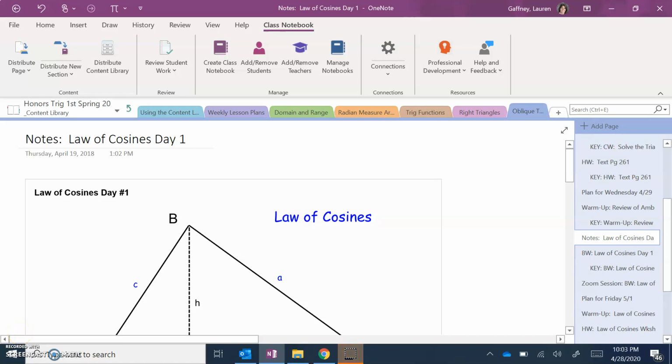Hi guys, so this video is on the law of cosines. We had studied the law of sines, so now this one's about cosines. I'm going to start by doing a mini proof again to show you where it comes from.